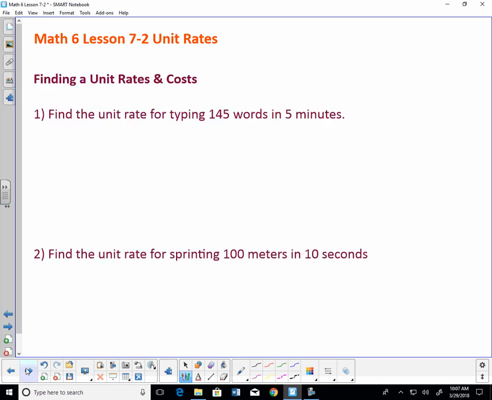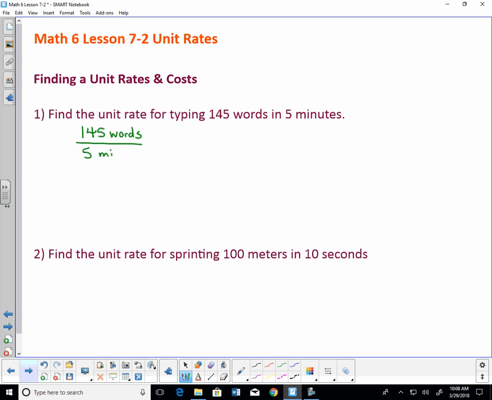When we're looking to find unit costs and unit rates, we need to make sure that we have something over a denominator of 1. So we have to set up our problem in such a way that when we divide, our denominator will be 1. It says find the unit rate for typing 145 words in 5 minutes. So 145 words in 5 minutes.